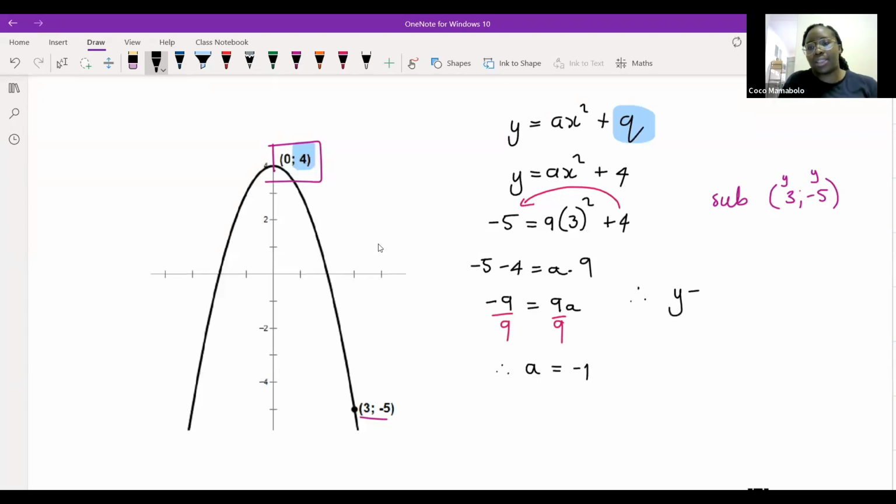Therefore, y is equal to negative 1x squared plus 9. Now, you don't have to put the negative 1 there. You could just say negative x squared plus 9. Give me a thumbs up if we all got this answer. If not, please make sure that we're following this exact process. Oh, sorry. No, plus 4. Sorry, plus 4, plus 4.